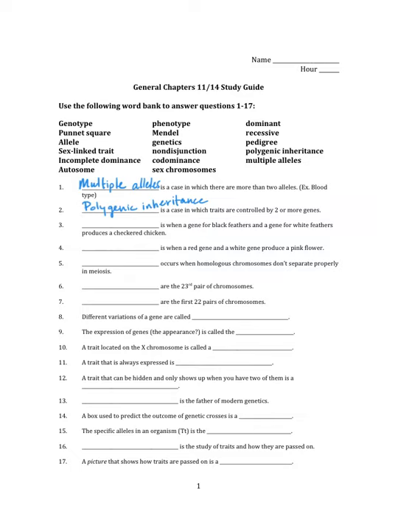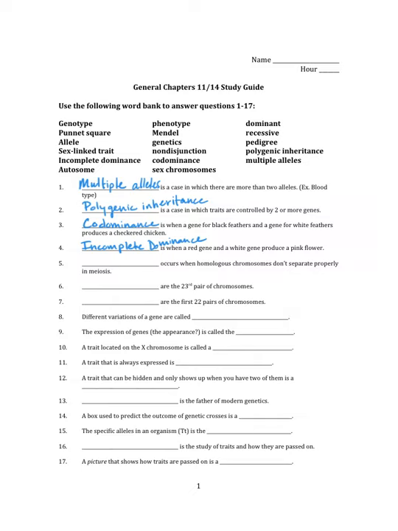Number 3 says codominance is when a gene for black feathers and a gene for white feathers produces a checkered chicken. So remember, that's when 2 traits don't hide each other when they're present in a heterozygous genotype. Number 4 says incomplete dominance is when a red gene and a white gene produce pink flowers. So incomplete dominance is when the dominant trait cannot fully hide the recessive trait.